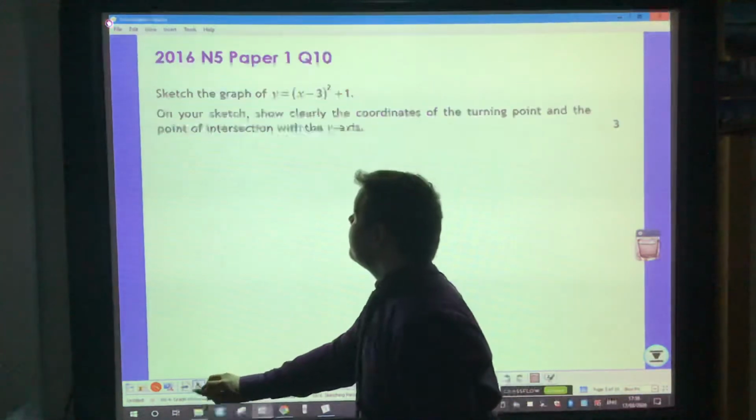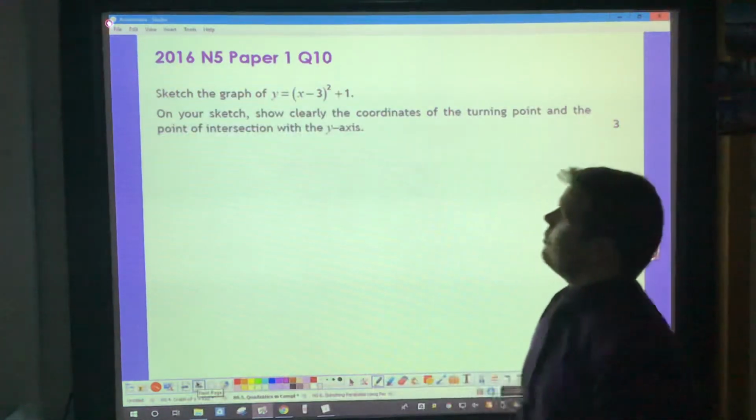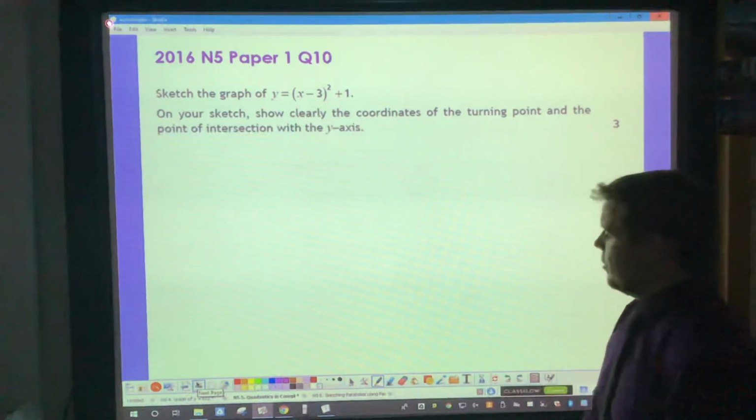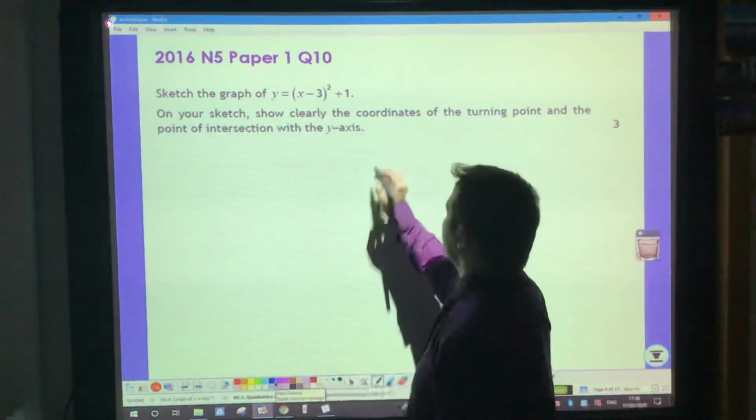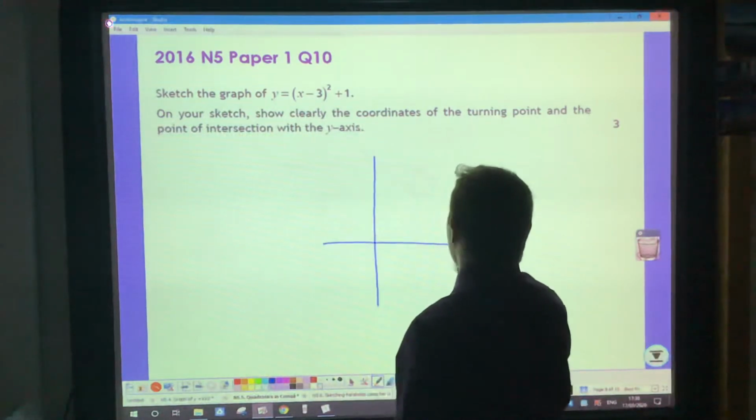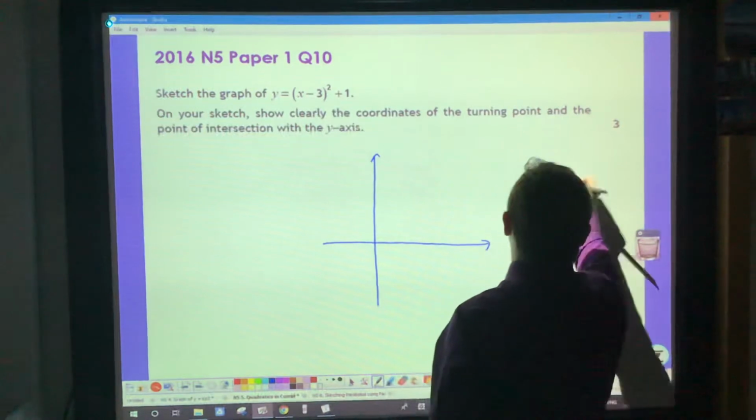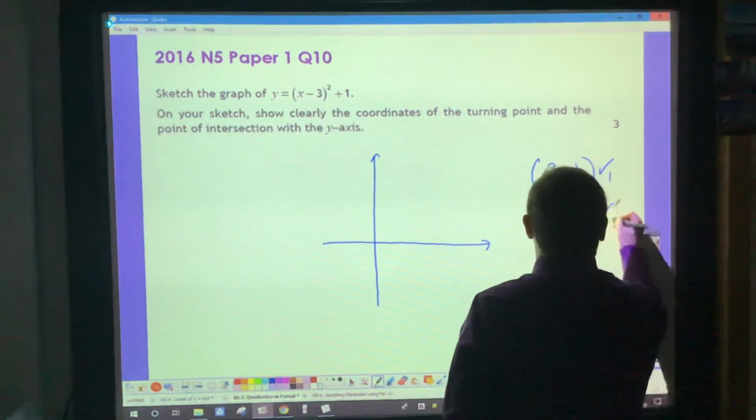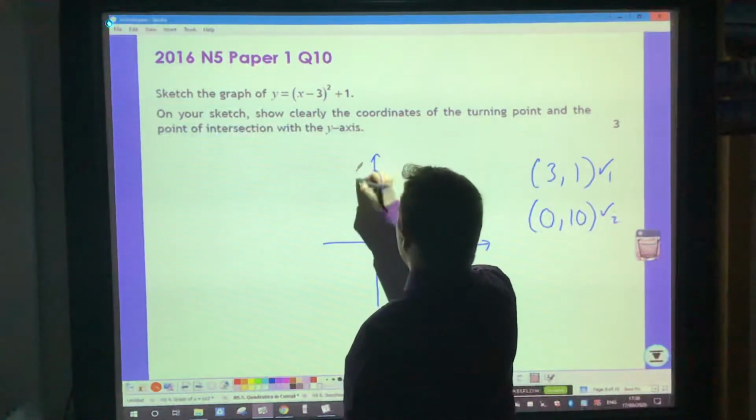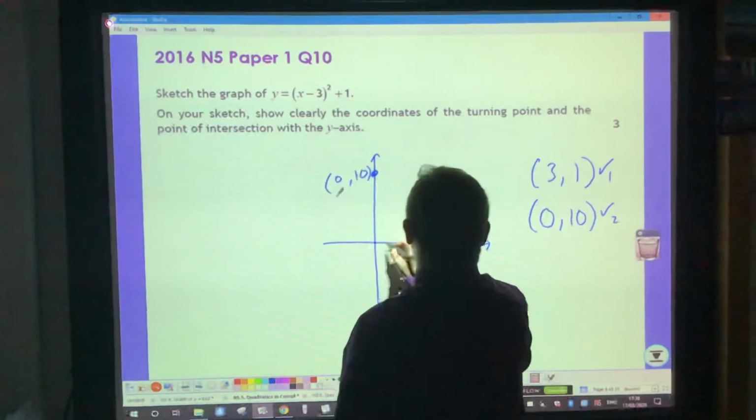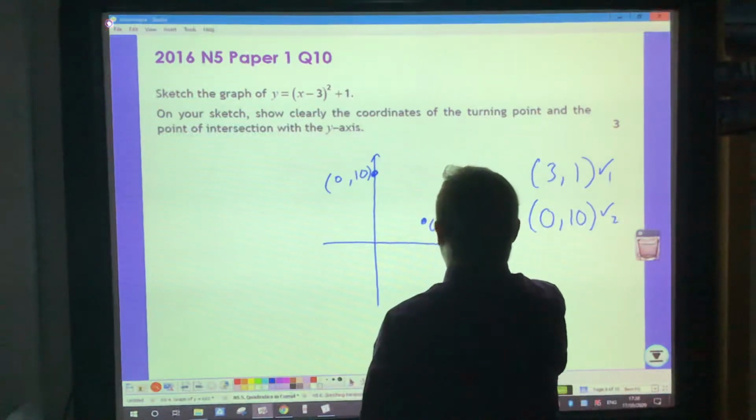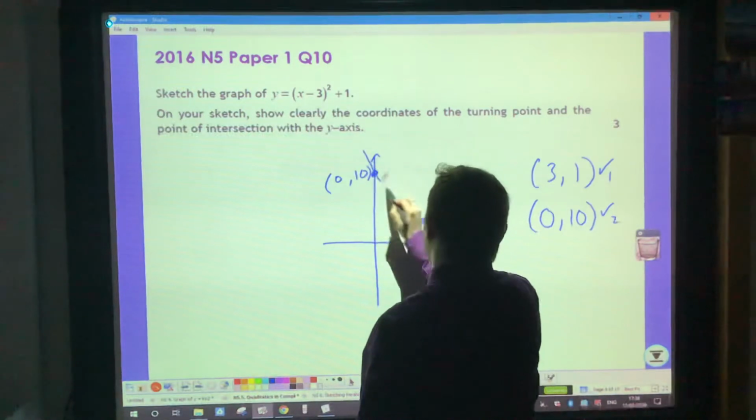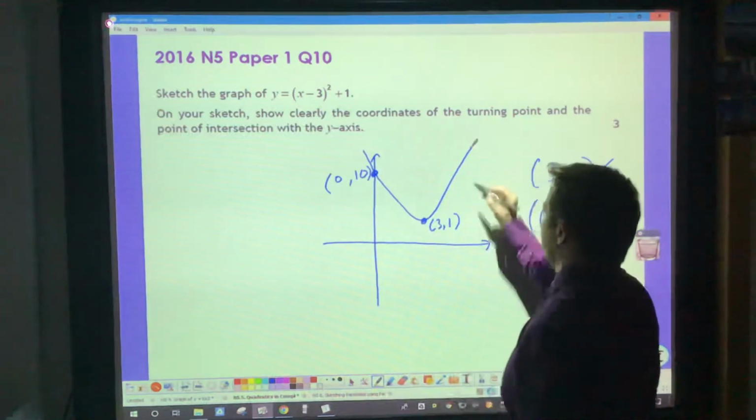We're going to skip ahead. I'm going to leave that up there, 2016 for you. If you want to have a go at it, pause. I'm just going to put the final answer up with the marks. So, your turning point is 3, 1, mark 1. Your y-intercept is 0, 10, mark 2. And with that annotated, you get mark 3. So a bit off there, like that, gets you 3 marks.